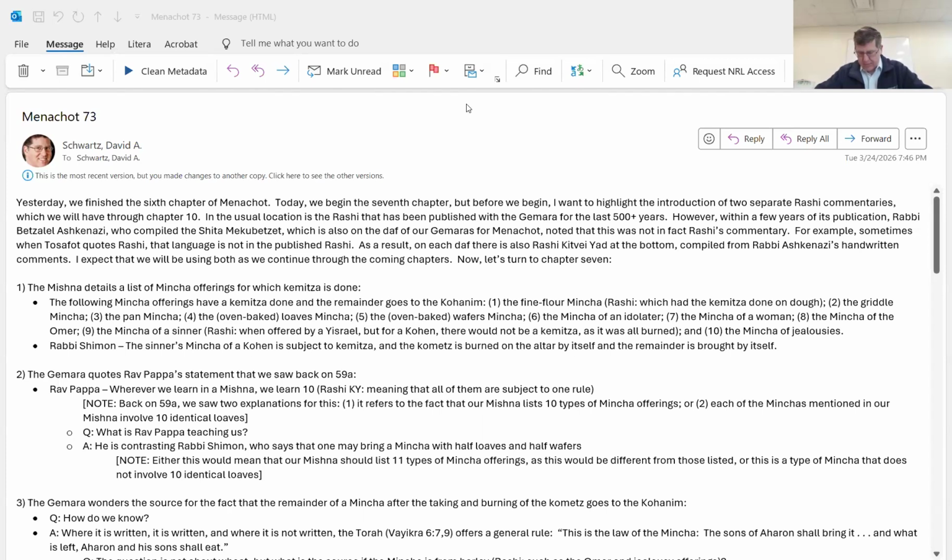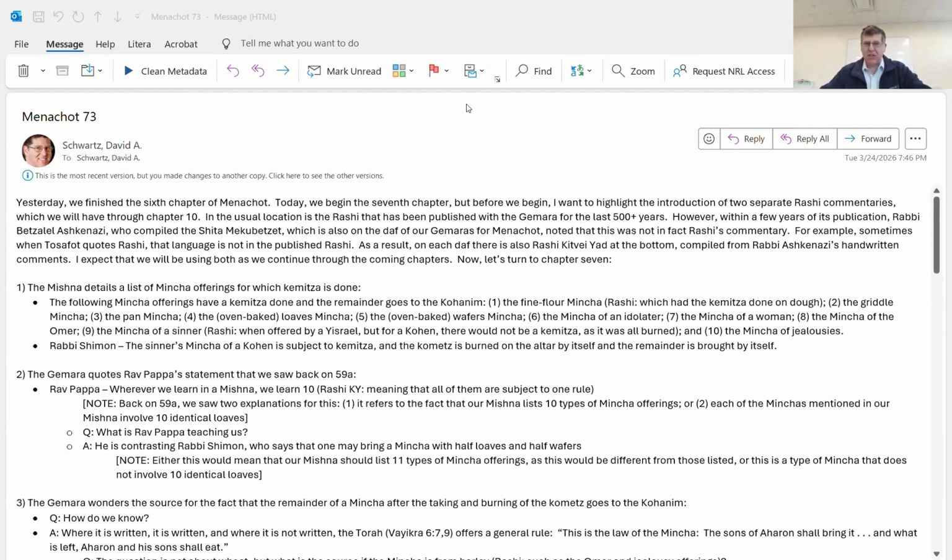Then, a few years later, Rabbi Bezalel Ashkenazi, who is the author of the Shita Mekubetzes, which you'll find in most Vilna Shas's on the far right in the margin in Maseches Menachot, compiled the thoughts from a number of people. He noted that the Rashi that was printed in that early Shas, a few years before, around when he was born, was not in fact Rashi. You could see that in some of the times when Tosafos quotes Rashi, that language isn't there.